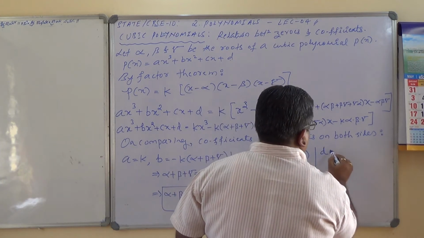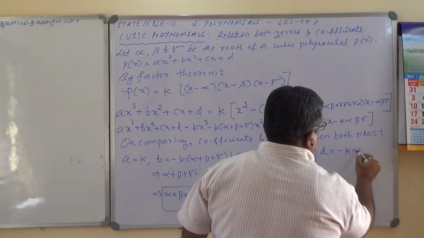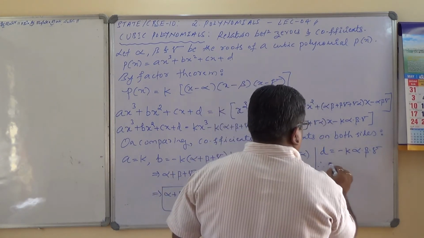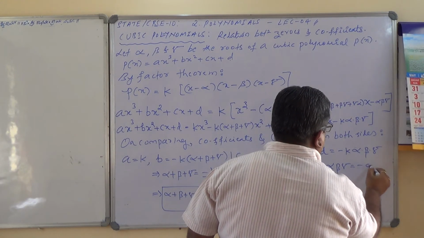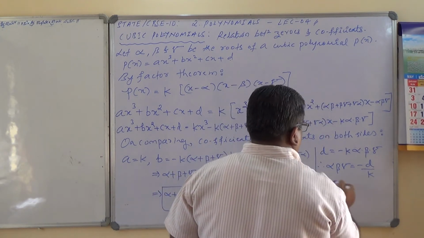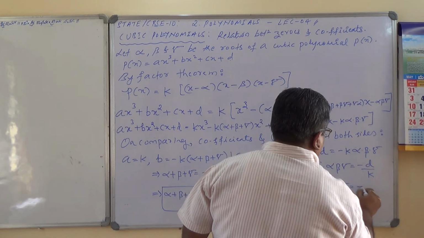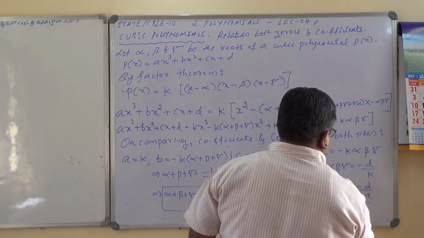Last one. D equals minus k times alpha beta into gamma. Therefore alpha into beta into gamma equals minus d by k, which equals minus d by a. So these are the results here.